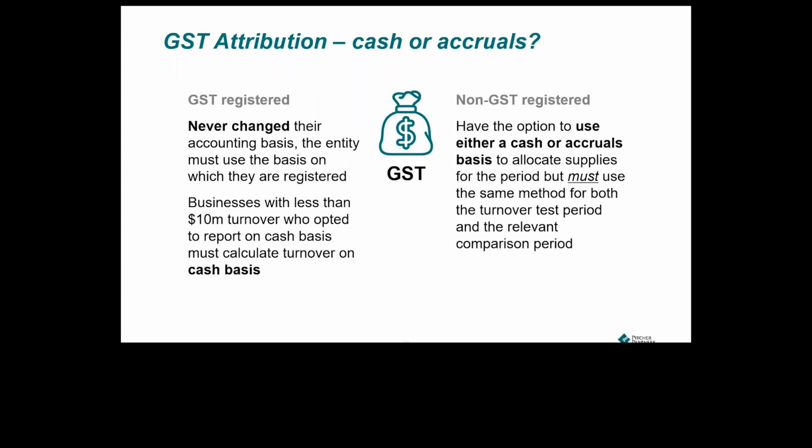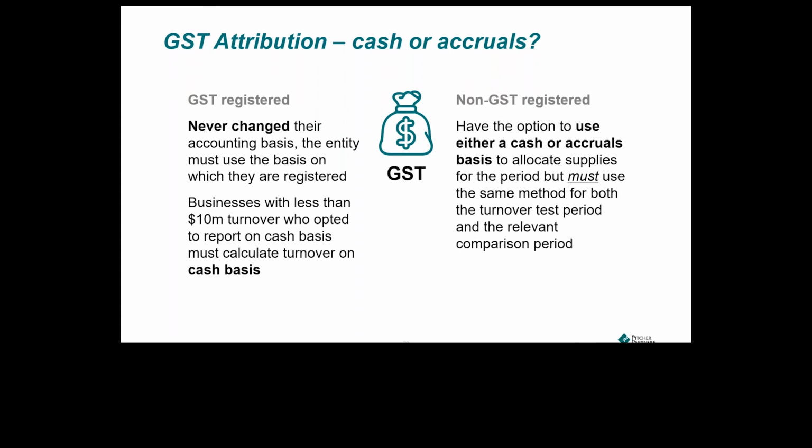Under JobKeeper 1.0, those cash basis employers effectively had a choice whether to use cash basis or accruals basis for testing their decline in turnover. That's changed under JobKeeper 2.0. So that choice is no longer available, and if you're registered on a cash basis, you must use a cash basis.